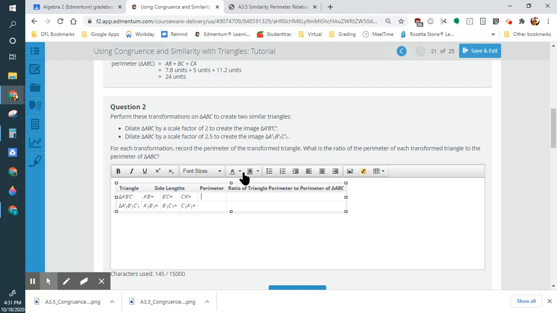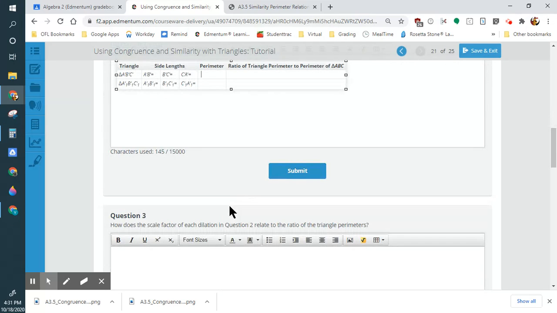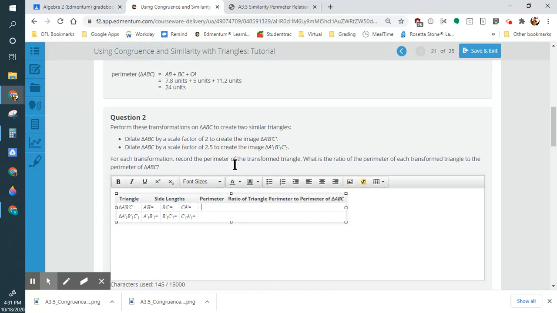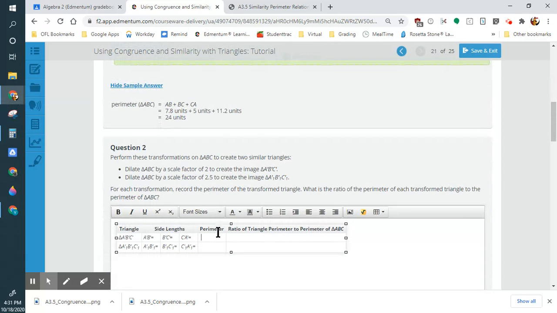So the perimeter, again, they're making us do more work instead of explaining to us, hey, you know, perimeter is one dimension. I'm just going to go through this. I'm going to say it is 48. Why? Because our scale factor is 2.